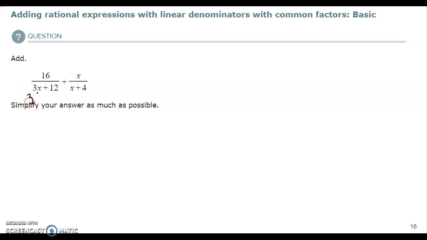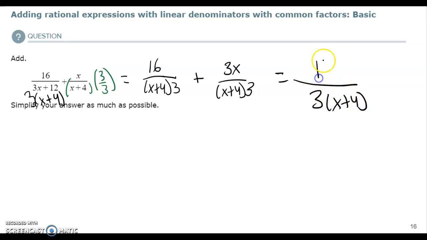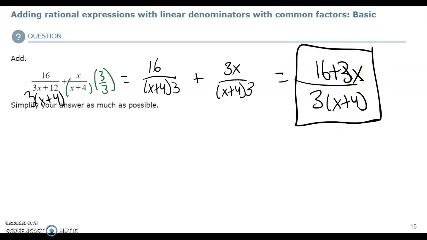I would factor a 3 out of this, and it's x plus 4. That doesn't need to be factored anymore. So what that tells me is that this needs a 3 over 3. So I would have 16 over x plus 4 times 3 over 3. So x plus 4 and then times 3. So then once my denominators are the same, that's what it simplifies to.